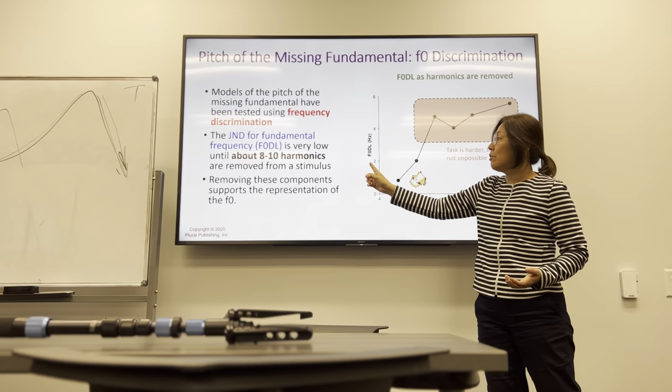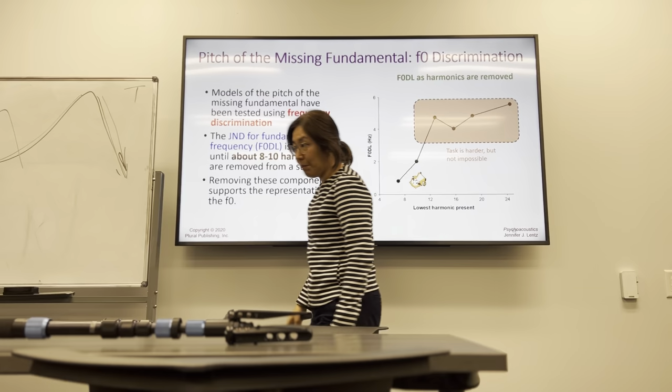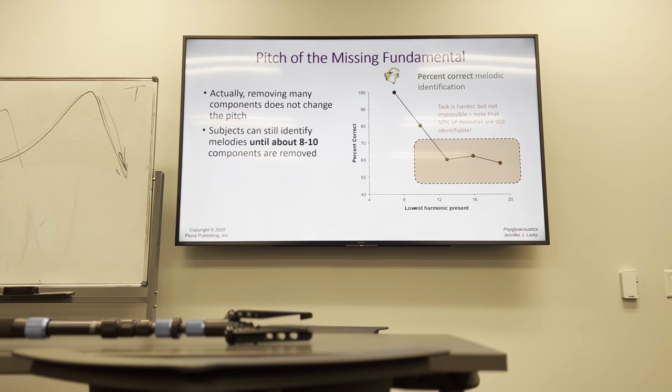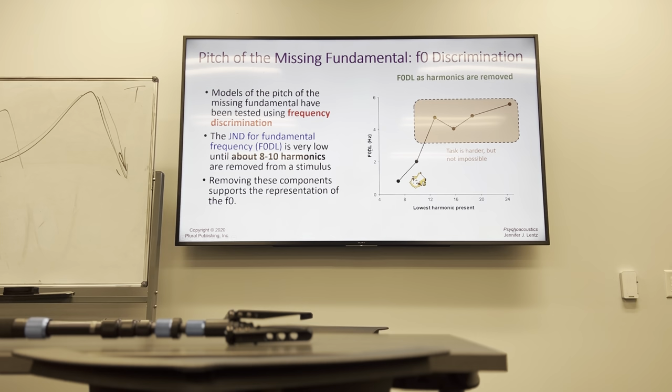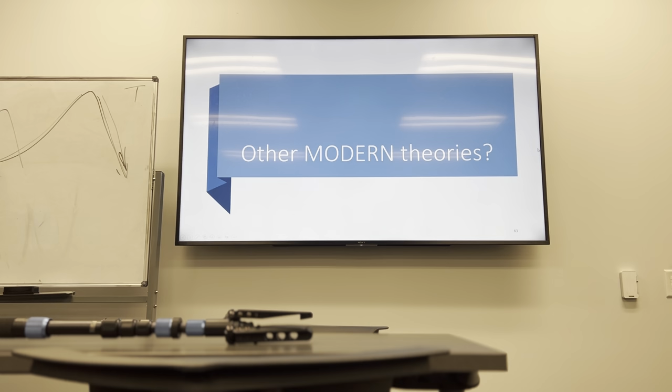That's showing the task is harder, but not impossible. This is the same thing describing this and that. Just this one, 8% correct. This one shows the fundamental frequency JND on the y-axis. Okay. All right, now modern theory.